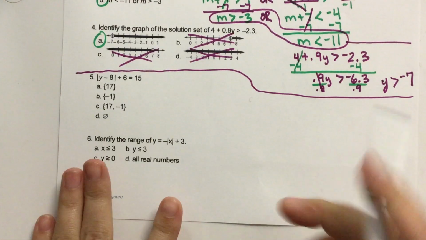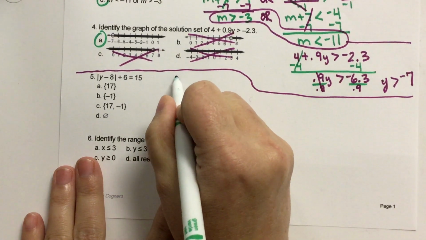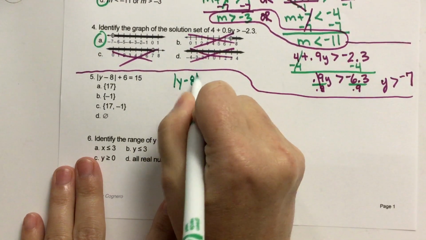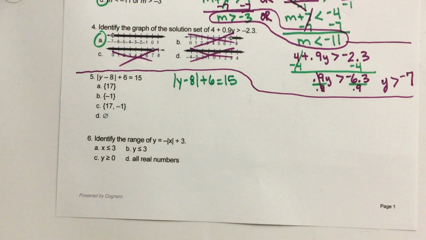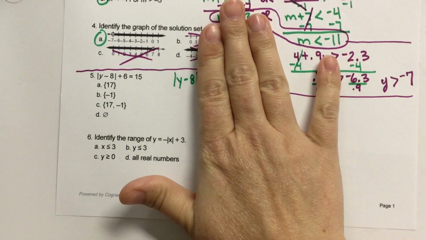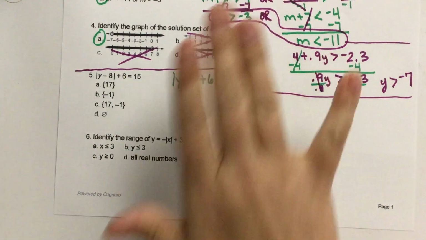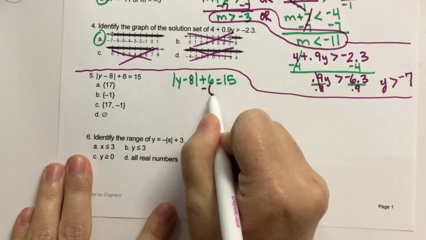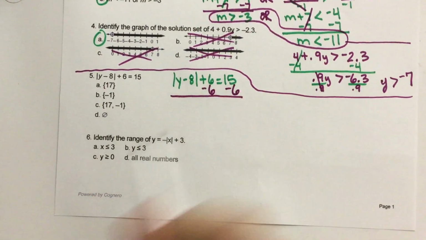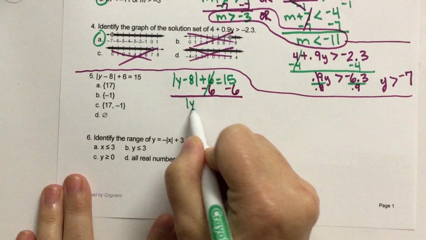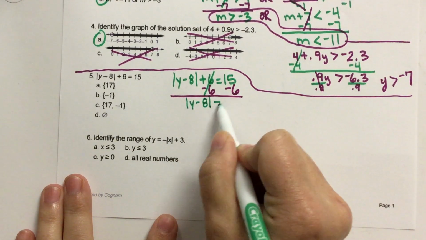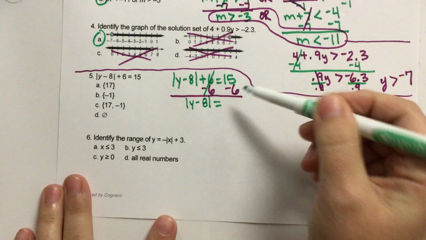Okay, number 5. So let me recopy my equation off to the side here. I know that because there are absolute value bars, this will end up with 2 equations. But remember, you can't write the 2 equations until the absolute value bars are by themselves. So to get rid of addition of 6, I need to subtract 6 from both sides. So this way, 6 minus 6 is 0. Shoop. Your absolute value of y minus 8 comes down. And then on the right side, 15 minus 6 makes 9.